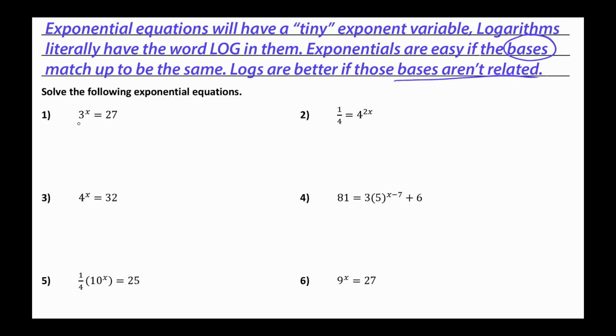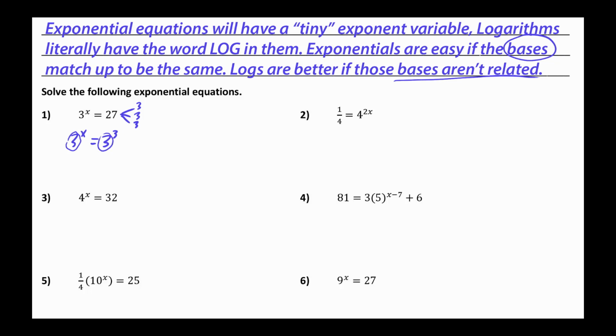Question number 1 says 3 to the x equals 27. Now, if you recall, we need to always be looking out for numbers that are perfect, that can be rewritten in different ways. 27, if you break it down, is just 3 times 3 times 3. Another way to rewrite that is 3 cubed. Now, if I put 3 cubed in the place of 27 and I rewrite 3 to the x power, what do you notice about the bases?